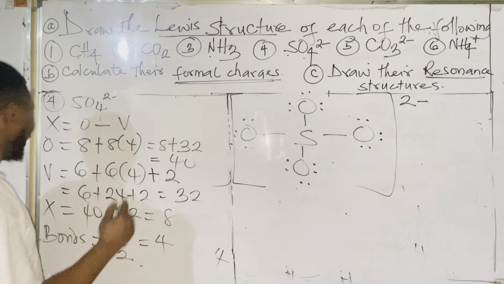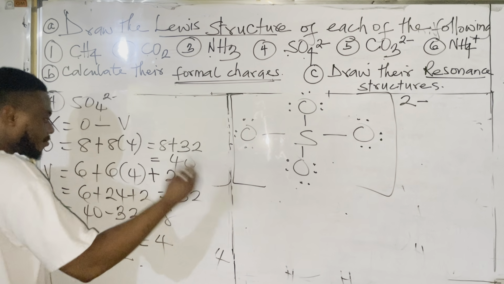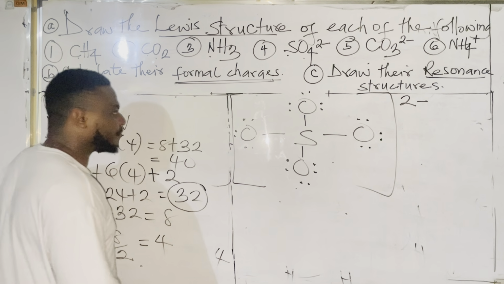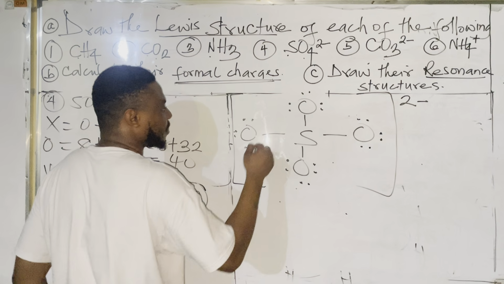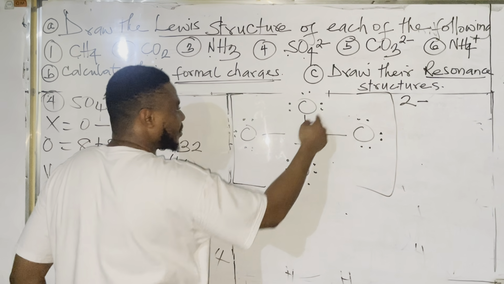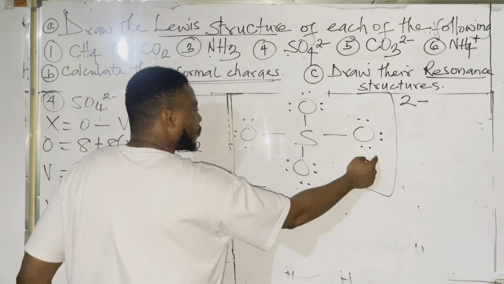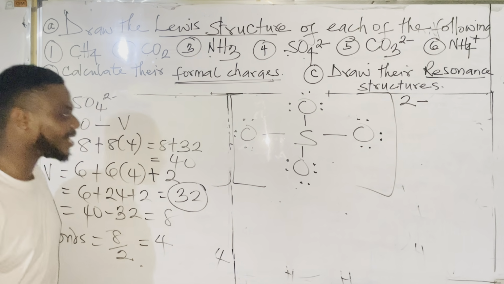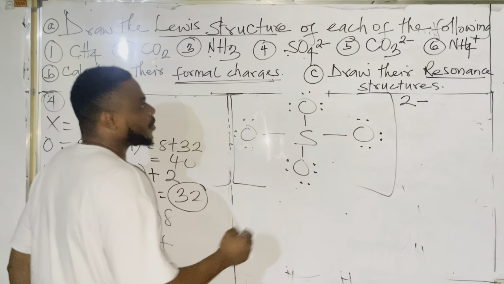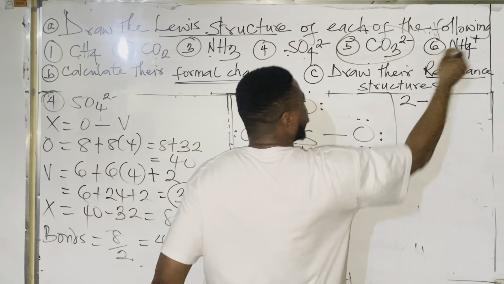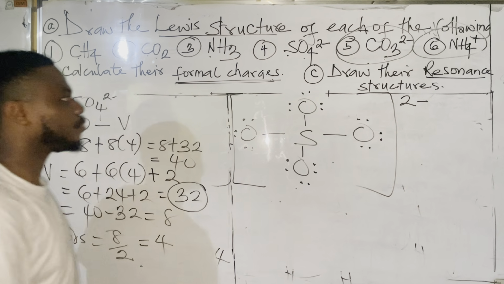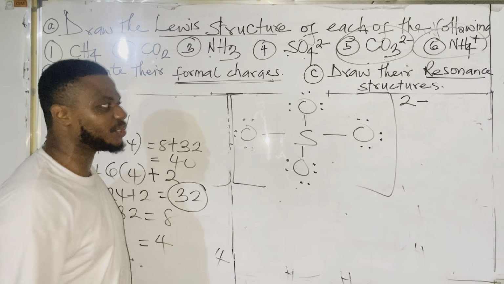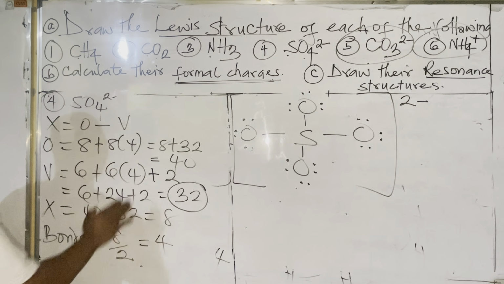Let's check if we are correct. Remember that our total number of electrons must be equal to what we got in V, which is 32. Let's check if we have 32. 2, 4, 6, 8, 10, 12, 14, 16, 18, 20, 22, 24, 26, 28, 30, and 32. So that's the Lewis structure for SO4 2 minus. Now I want you to try CO3 2 minus and NH4 plus. I've already explained to you what resonance structures are, but I'll be calculating formal charges.